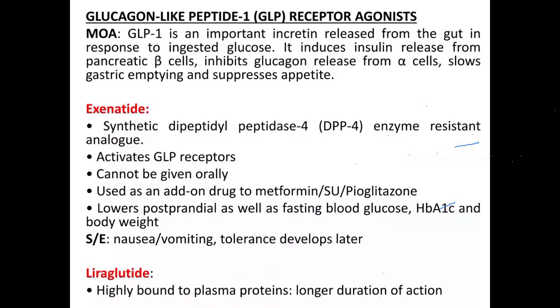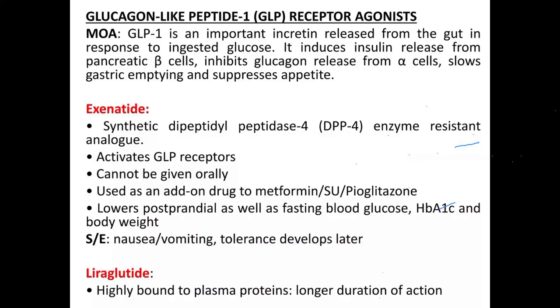So what is the mechanism of action of how this GLP-1 receptor agonist works? GLP-1 is an important incretin released from the gut in response to ingested glucose. It induces insulin release from the pancreatic beta cells, inhibits glucagon release from alpha cells, slows gastric emptying, and suppresses appetite. So this was the mechanism of action. It is an incretin which is released from the gut, so the site of action is the gut in response to the ingested glucose.